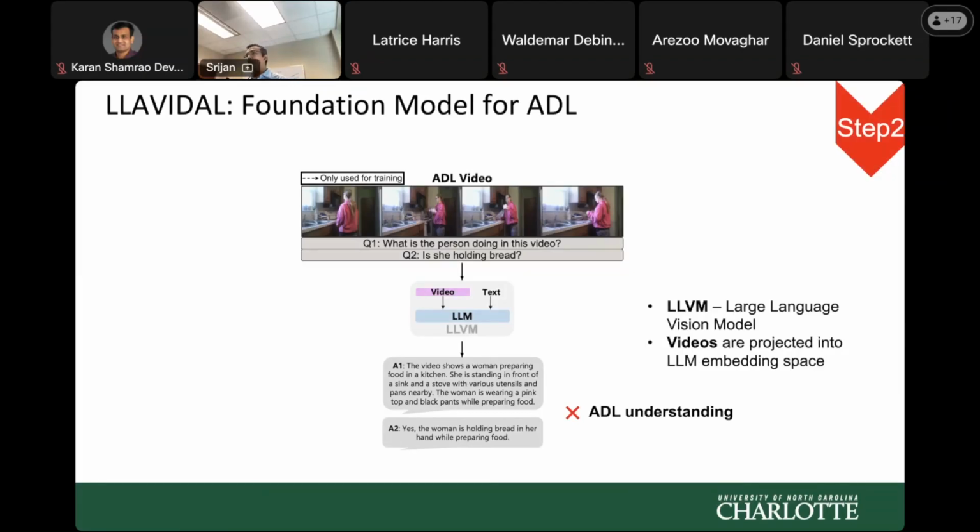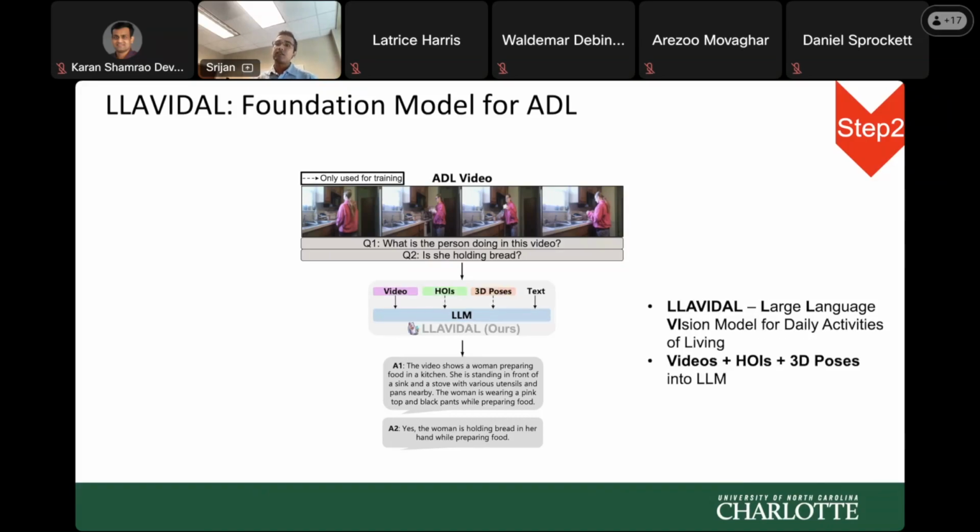So what we do is we integrate other modalities, because we used to do that in the past and we wanted to do this even in the LLM embedding space. So we added additional modalities like human object interaction cues and 3D poses. We take the features for each of these modalities and we try to project them into a common embedding space of the language model.